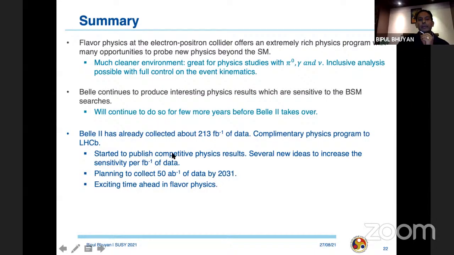From the Belle II perspective, we have already collected 200 inverse femtobarn of data. So there are exciting times ahead in flavor physics, at least in the next 10 years, from the perspective of Belle II. Sorry for taking more time, but I think I'm going to stop at this point. If you have any questions, I can take them.